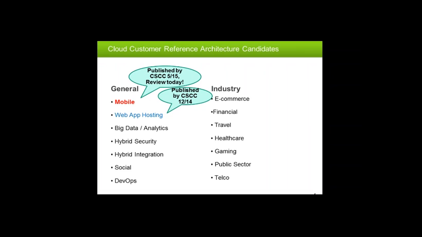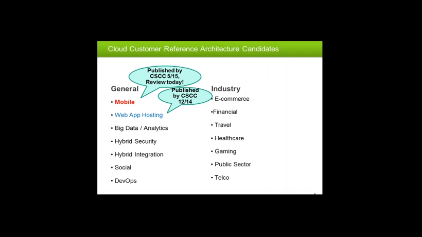Thanks. So I said there was a series, and here's the current vision of what that series might be. We've already published the web app posting. There's the date there, and the mobile one is the one we're talking about today. We have already submitted the big data and analytics architecture, and the work groups are working on that already. We hope to do something around security as well as integration, social computing, and DevOps.